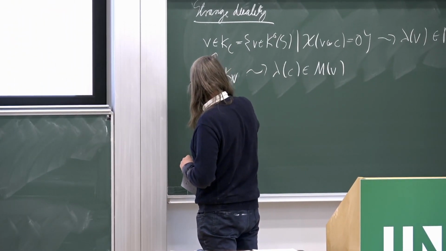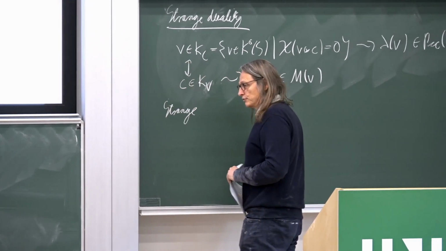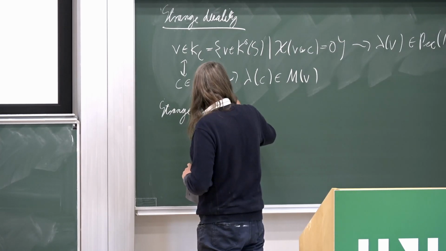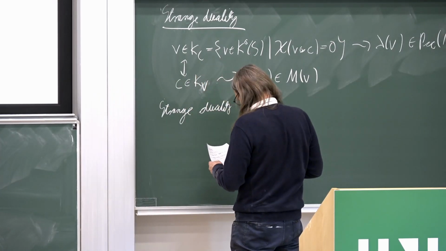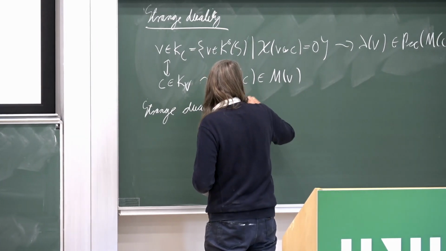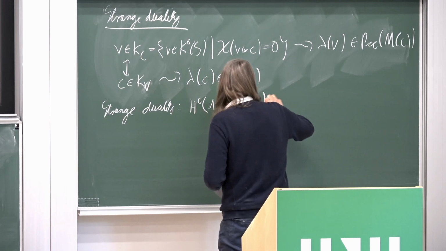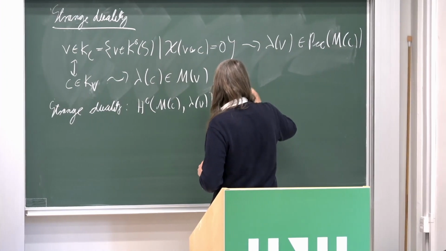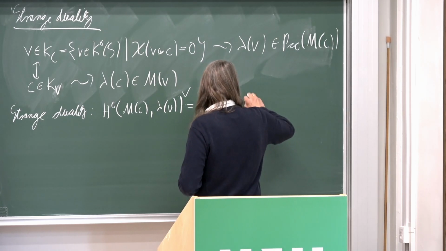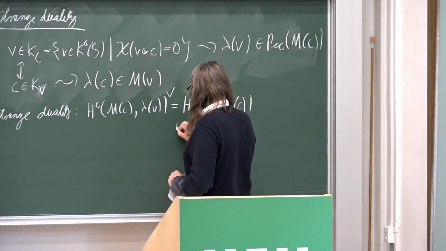Le Potier's strange duality, which is the analog of the strange duality for moduli spaces of vector bundles on curves, just says that H^0 of M_C, lambda_V will be dual to H^0 of M_V, lambda_C. Well, most of the time, so when things are good.